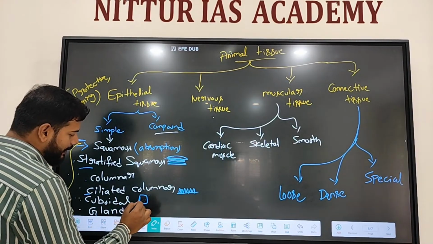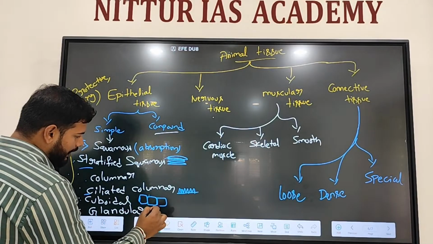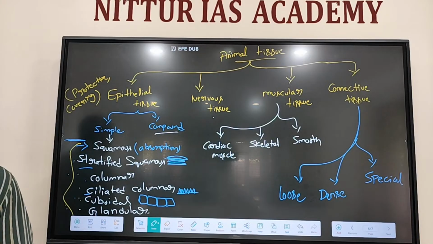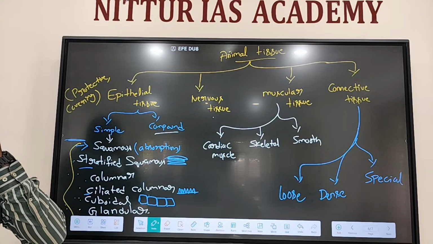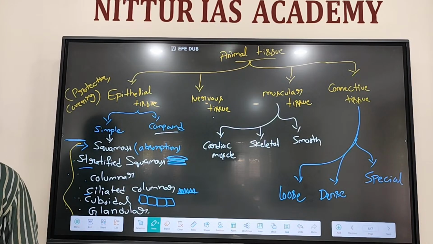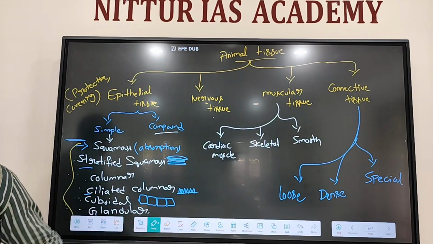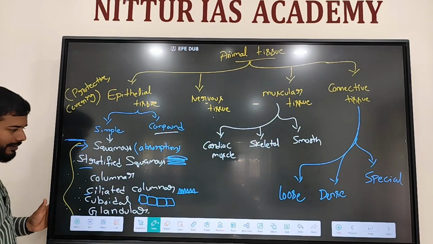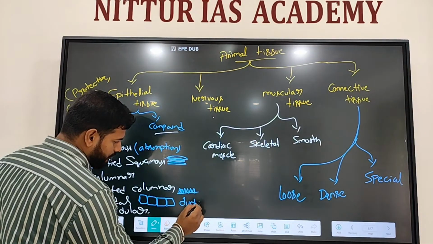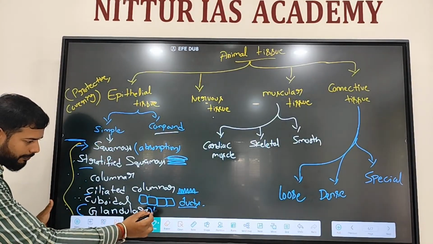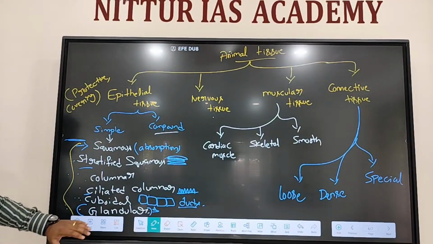Then cuboidal epithelium: cube-shaped cells. Cuboidal epithelial cells will be seen in the nephron of our kidney, liver, etc. Majorly the nephron, and in ducts. Then glandular epithelium is important. We'll discuss this later. This is important.